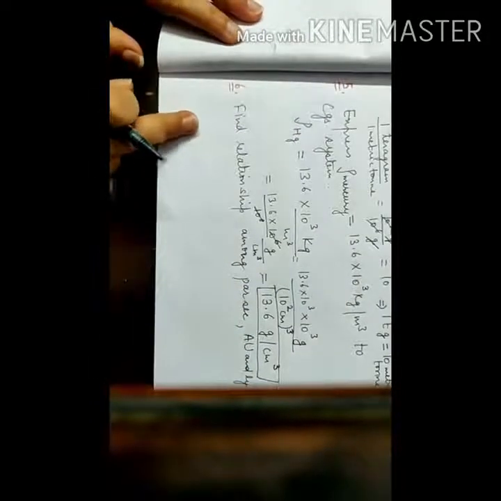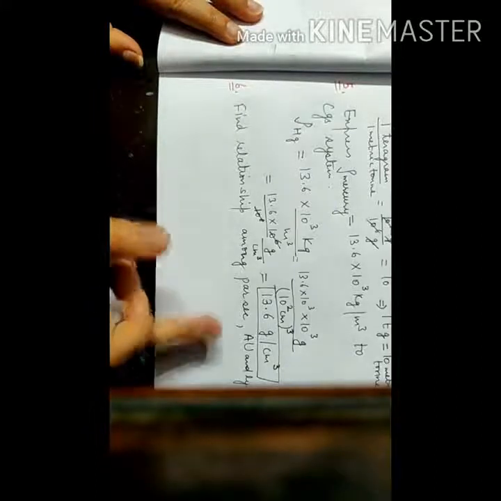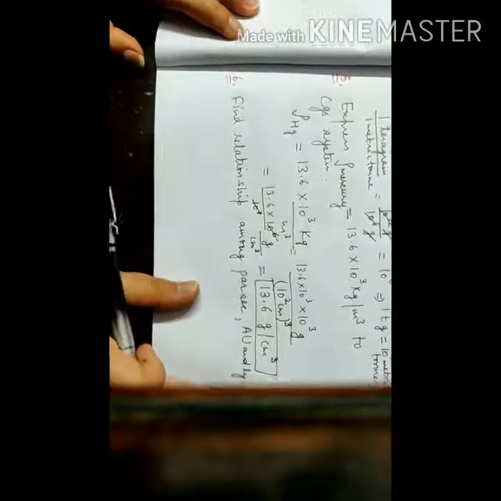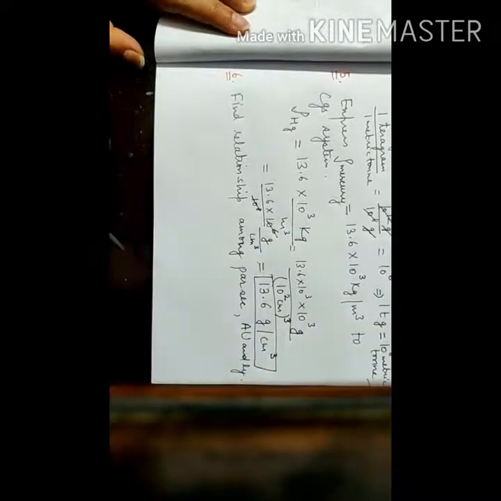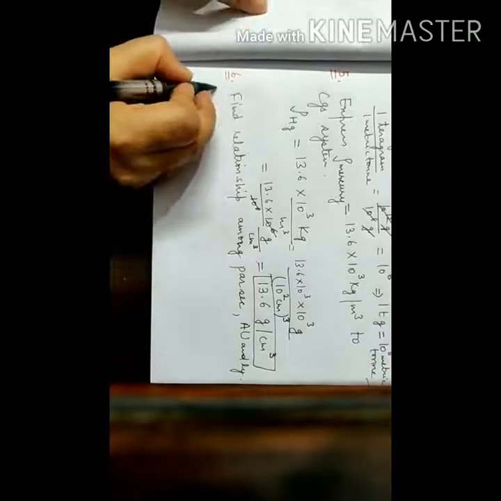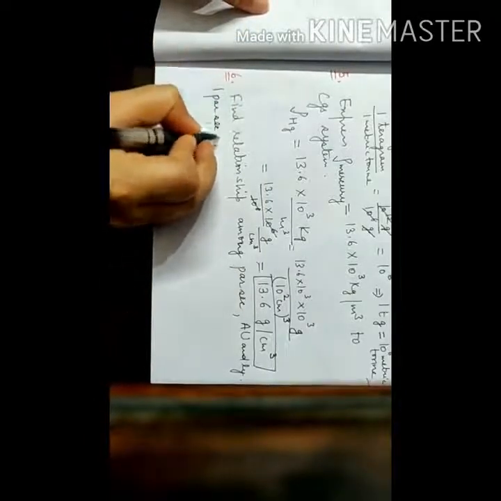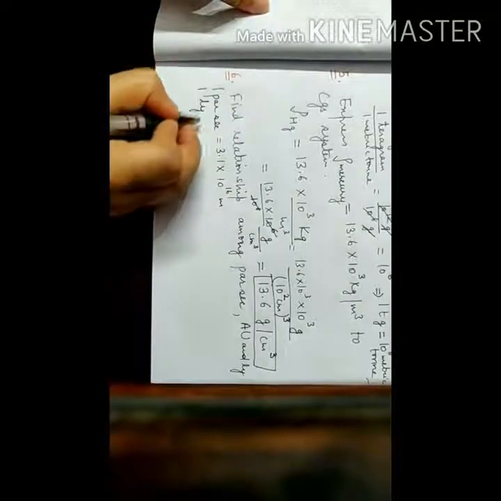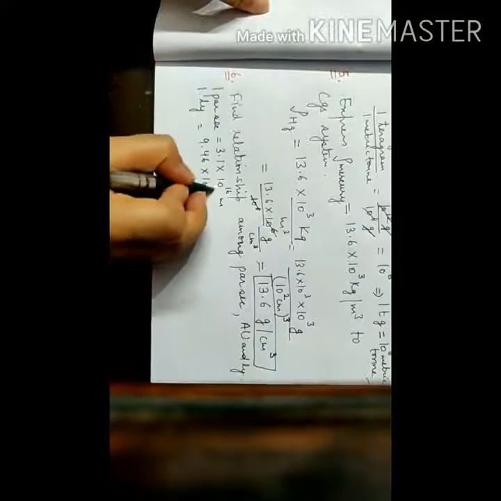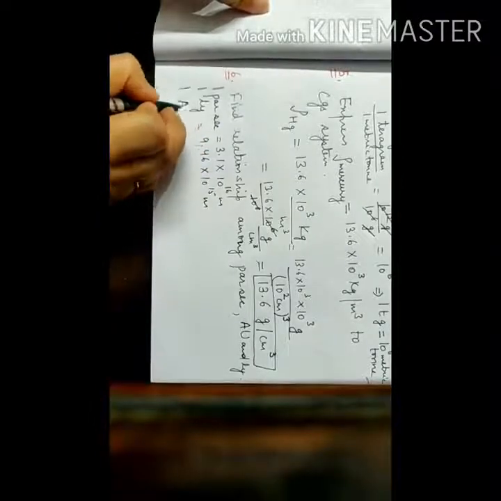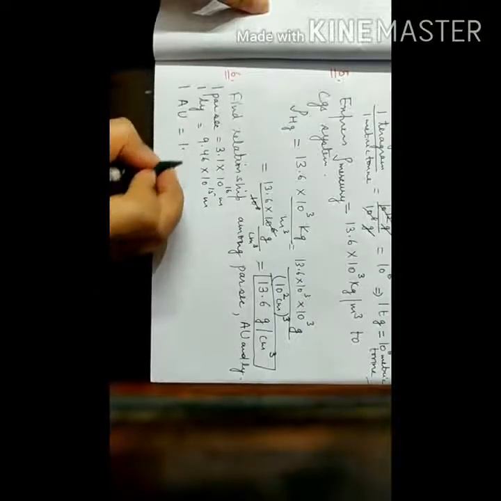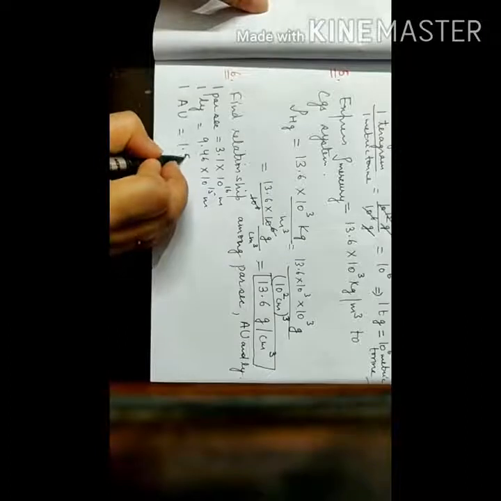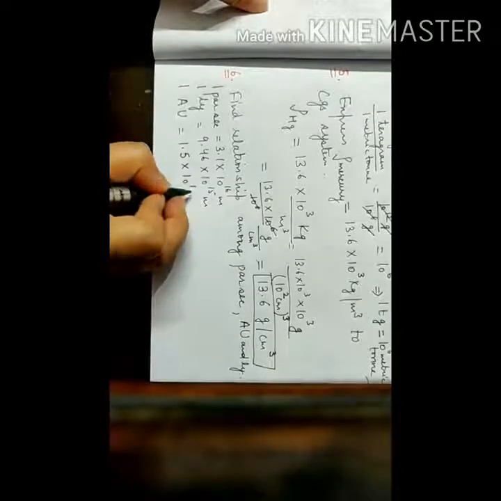Now coming to question number 6. You have to find the relationship among parsec, AU and light year. All are big units for measuring lengths. We can write their values first, then I'll tell you the method, how you will convert one into the other's form. The value of 1 parsec is 3.1 10 to the power 16 meters. Value of 1 light year, 9.46 10 to the power 15 meters. Value of 1 AU, astronomical unit. This is 1.496 actually, we will write 1.5 10 to the power 11 meters.